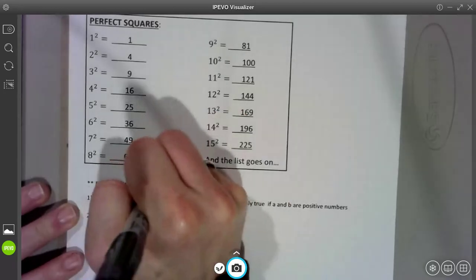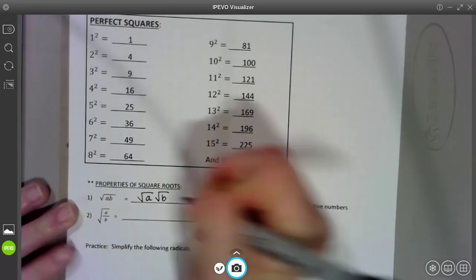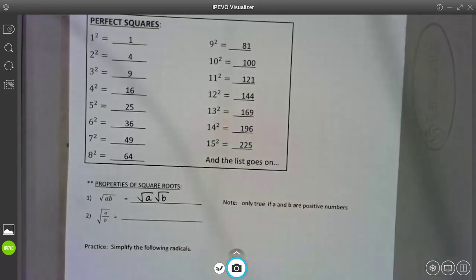I'm allowed to split that into the square root of a times the square root of b. That's an okay thing to do in math, and it doesn't change the answer. So we're going to use the fact that we're allowed to do this when we go to simplify square roots.